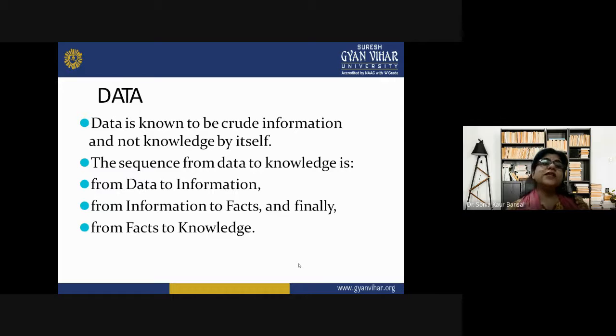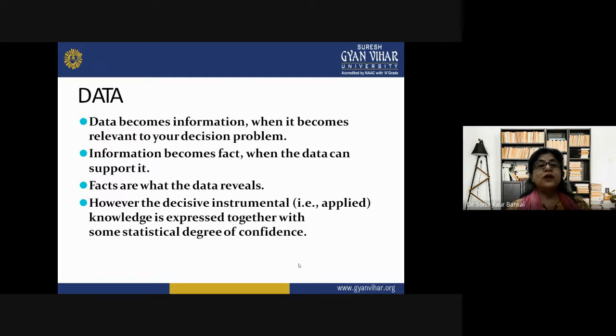Then information leads to particular facts. Okay, this is right and this is wrong. This is happening in some cases and this is not happening in some cases. So these are the facts. And when we are seeking knowledge, these facts convert into knowledge. So just understand it in that way.